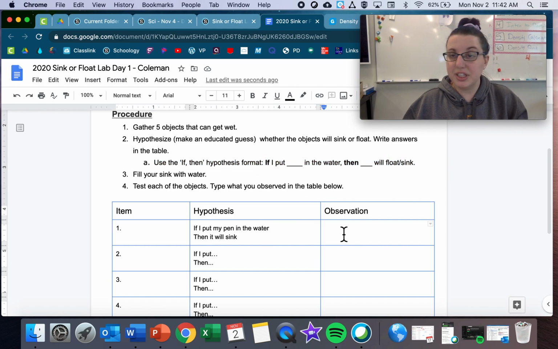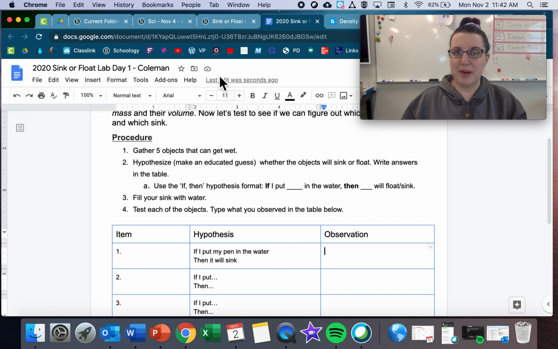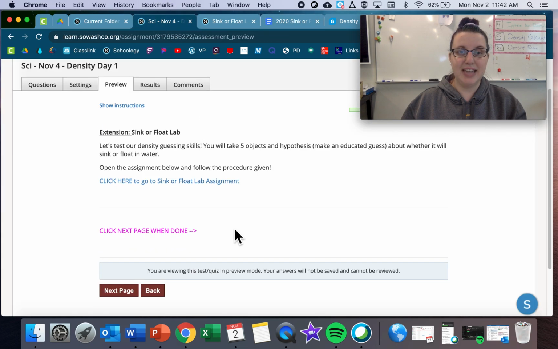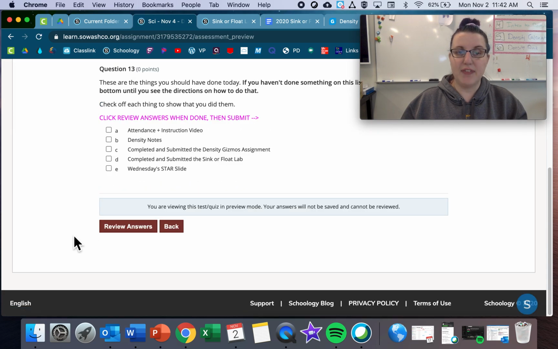And then you're gonna make your observation. Did it sink? Did it float? Did it sink really slowly, really quickly? Is it floating right on the top? Is it kind of floating halfway? And then answer a couple of questions about it. That is that. And then you just have your star slides and then checking off everything you did. And that's what you're doing today.